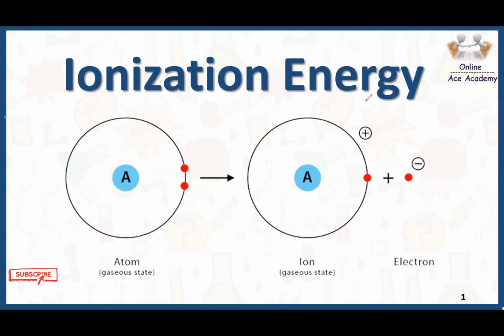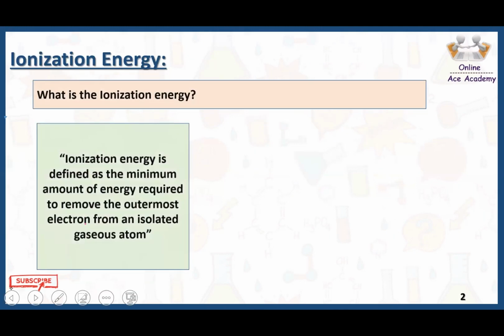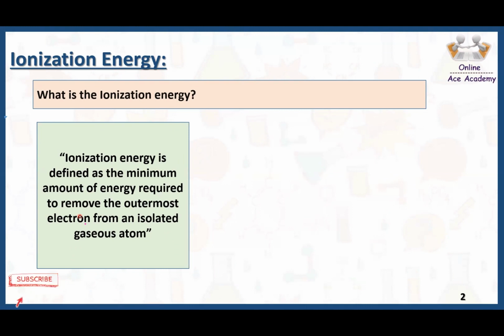Ionization energy tells us about the stability of an atom, how stable an atom is and how tightly the nucleus holds the electrons in an atom. Moreover, ionization energy also helps us to understand the concept of valency of an atom. What is ionization energy? As we discussed earlier, ionization energy is the minimum amount of energy that we require to remove an electron from the outermost shell.